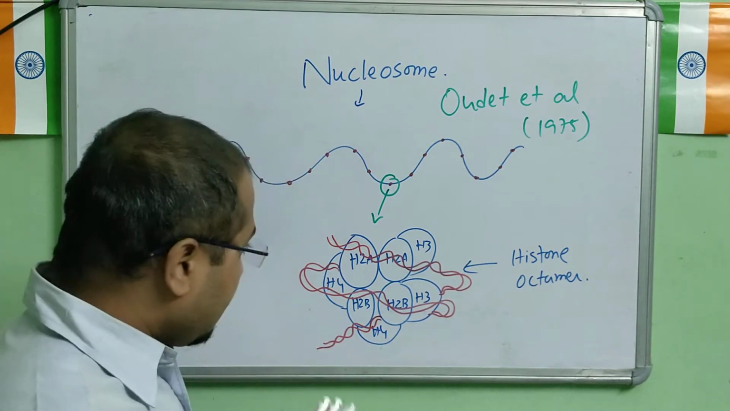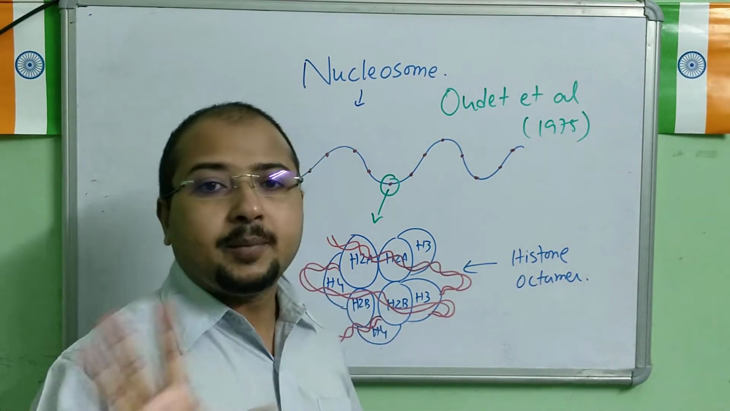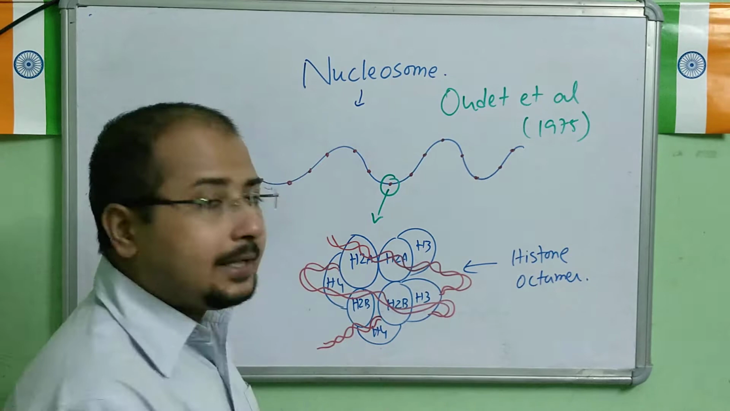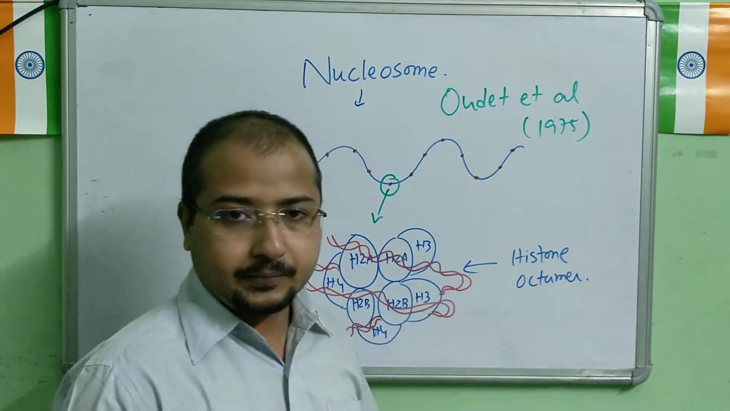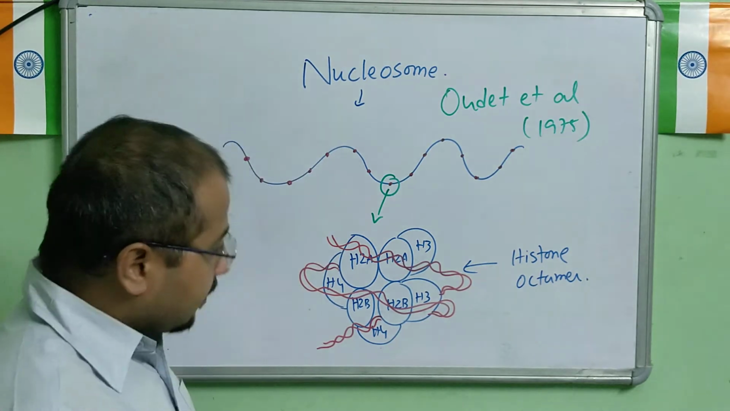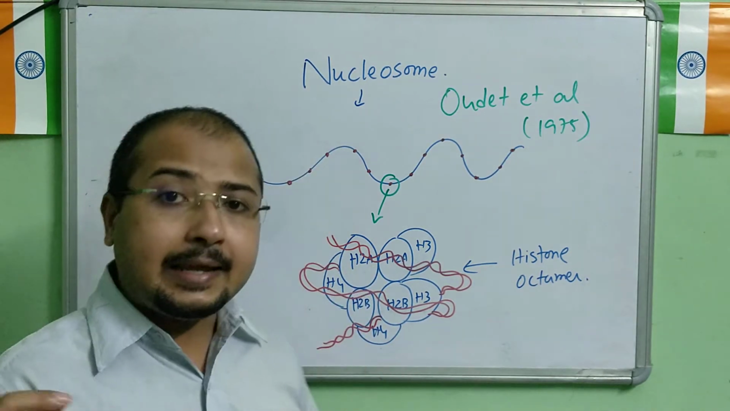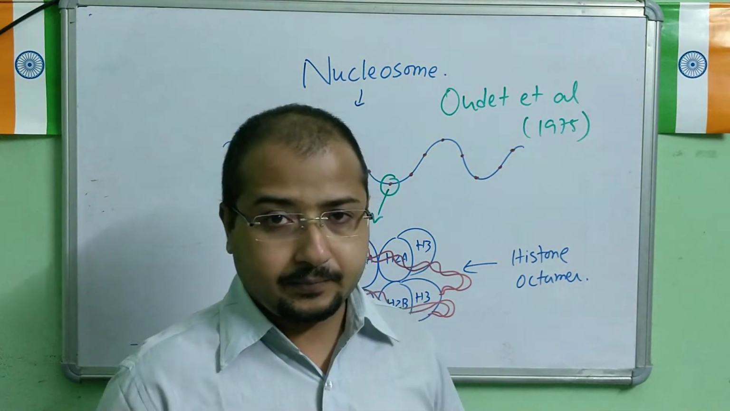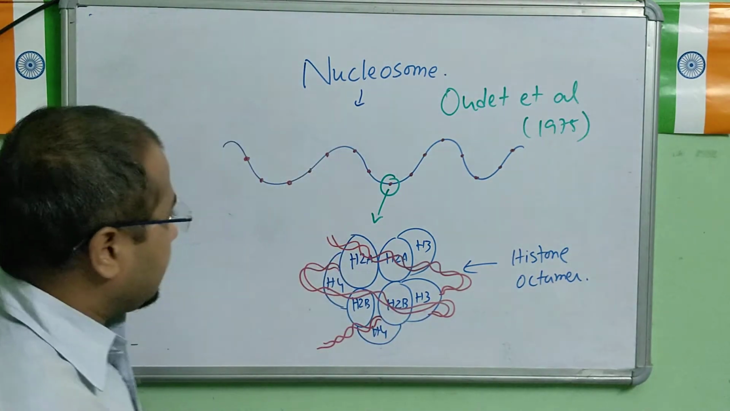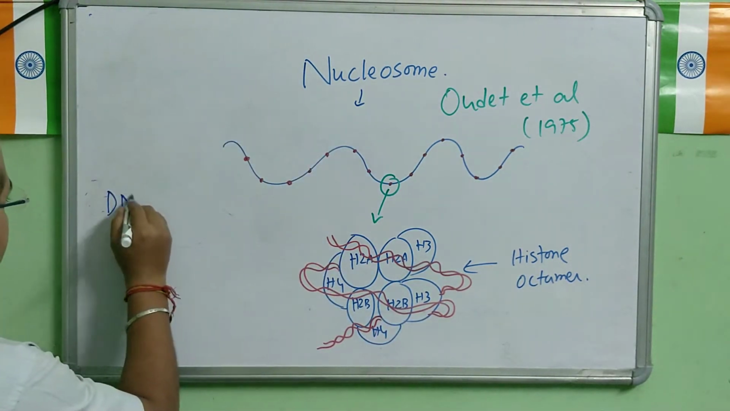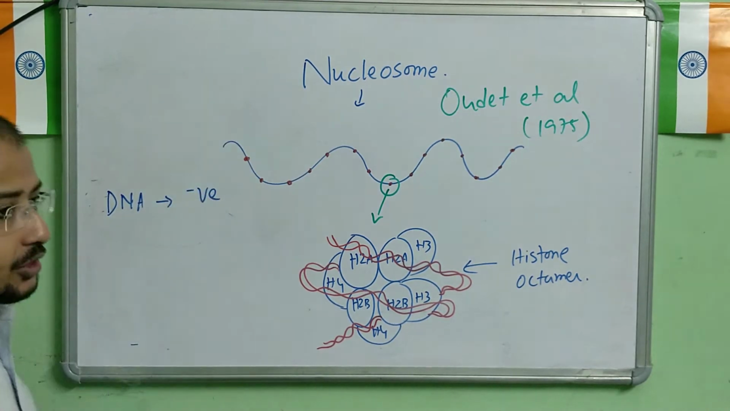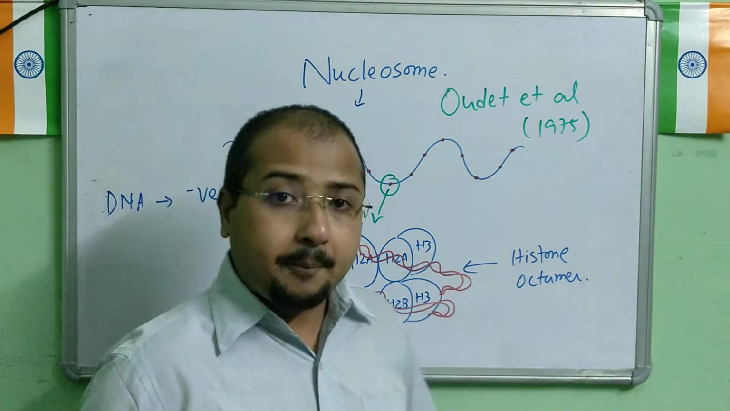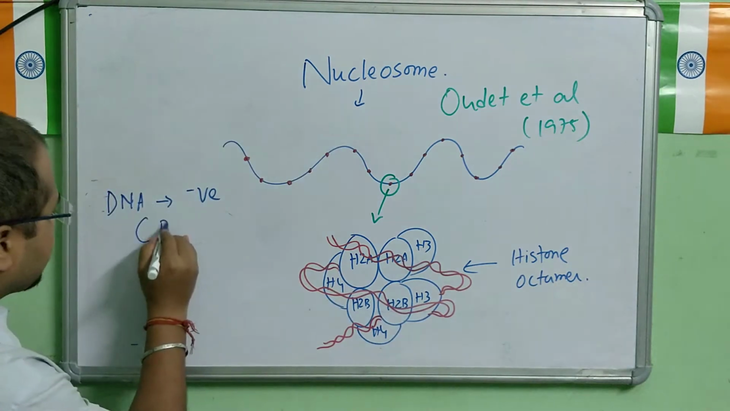The answer is that there is no chemical bond between the DNA and the proteins. Then how do they exist together? Remember, the DNA is negatively charged. Why? Because of the presence of the phosphate group.